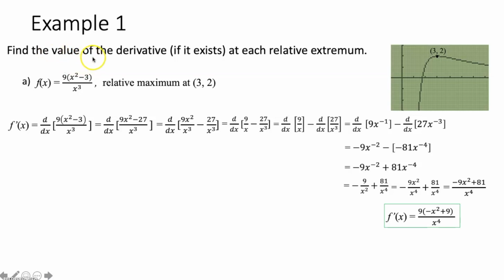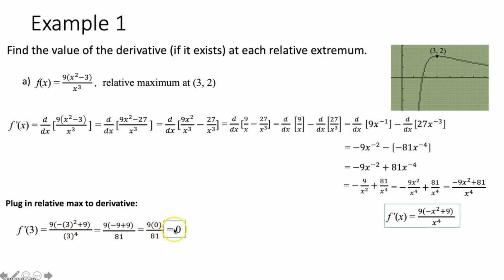Now, I want to find the value of the derivative at my relative extremum. So here, my relative maximum is 3, 2. So to evaluate the derivative at this given point, I'm going to take the x value here, my critical number, and plug it in for x down here in my derivative. So when I plug in 3 and evaluate this, 3 squared is 9, times -1 makes it -9, plus 9 makes it 0, times 9 gives you 0 over 81, which is 0. And that makes sense because if we're having a relative maximum value at this given point, then the derivative of your function at this given point should either equal 0 or not exist because it's a critical number.